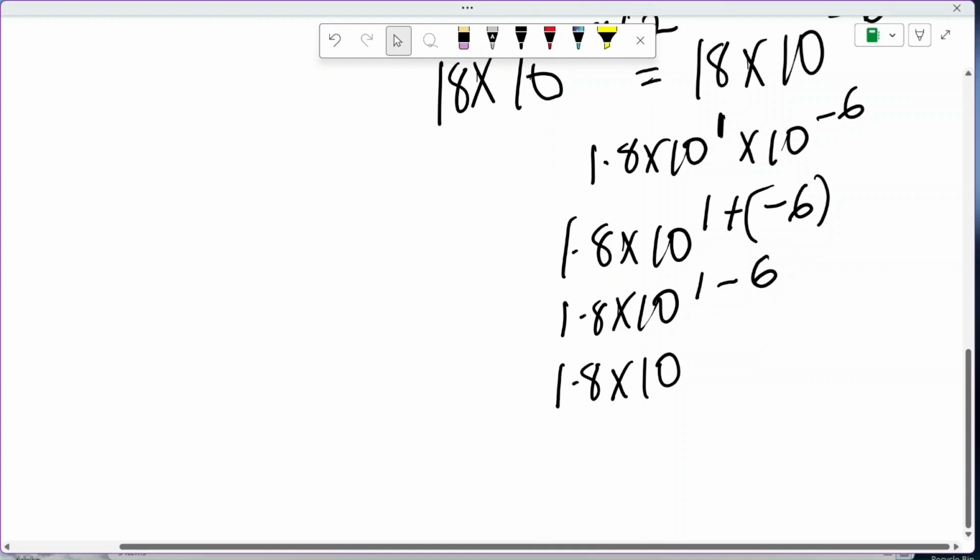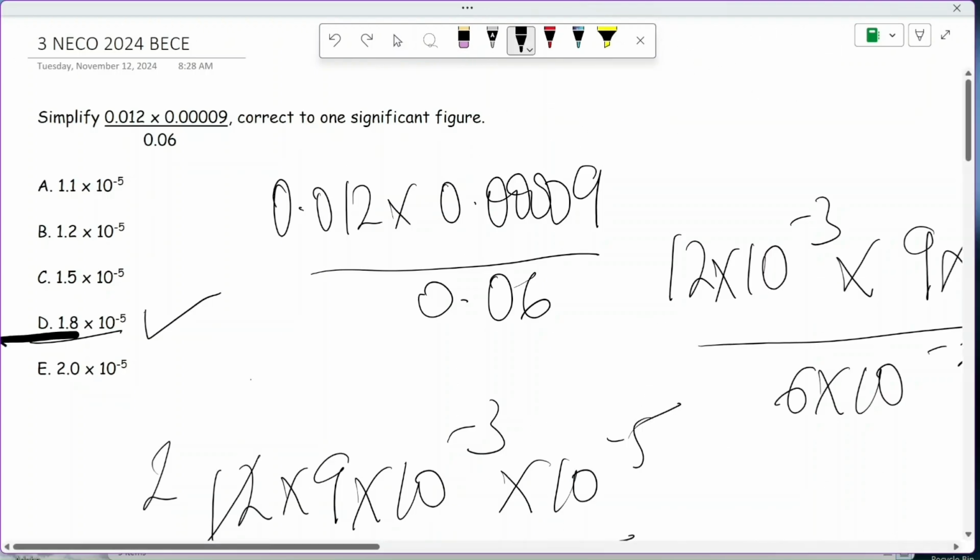Let's say you owe 6 oranges, you have 1. By the time you pay 1 from the 6 you're owing, you still be owing 5. So your answer is raised to power minus 5. Like the first method with the calculator, the answer is still same: 1.8 times 10 raised to power minus 5. So our answer is still the same: 1.8 times 10 raised to power minus 5.